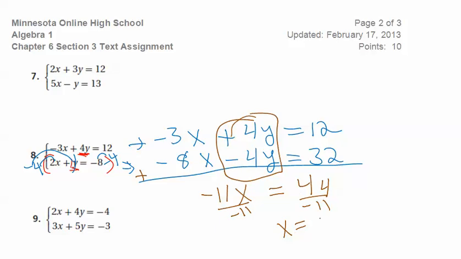Finish solving for x. X is negative 4. You still have to find what y is. So I like the looks of the second equation better. Easier, simpler equation. So x is negative 4. So where I see an x, I replace it with negative 4.